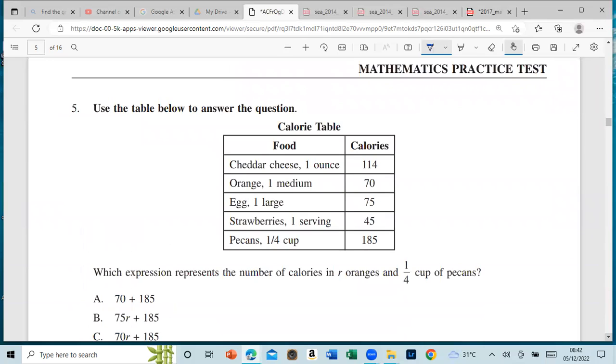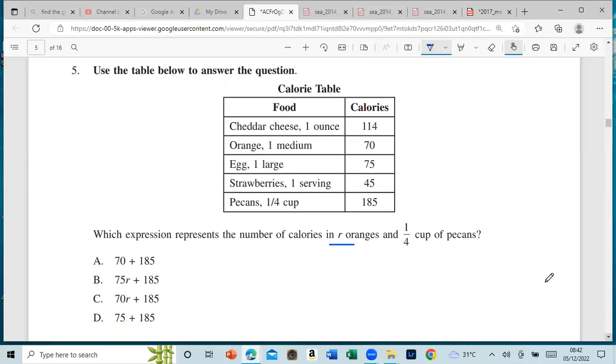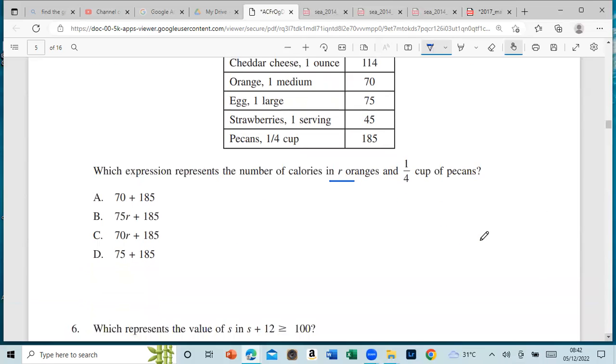Number 5. It says, use the table below to answer the question. Which expression represents the number of calories in four oranges and a quarter cup of pecans? Okay, so we don't know what. So it's four oranges, I'm just understanding it, and a quarter cup of pecans.